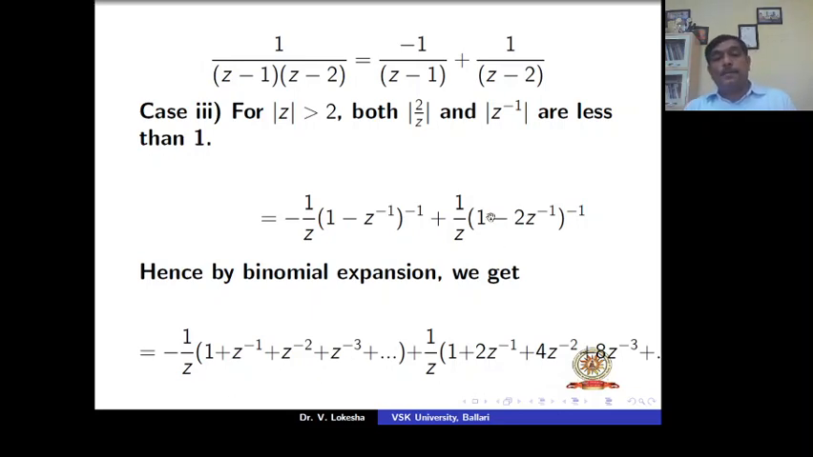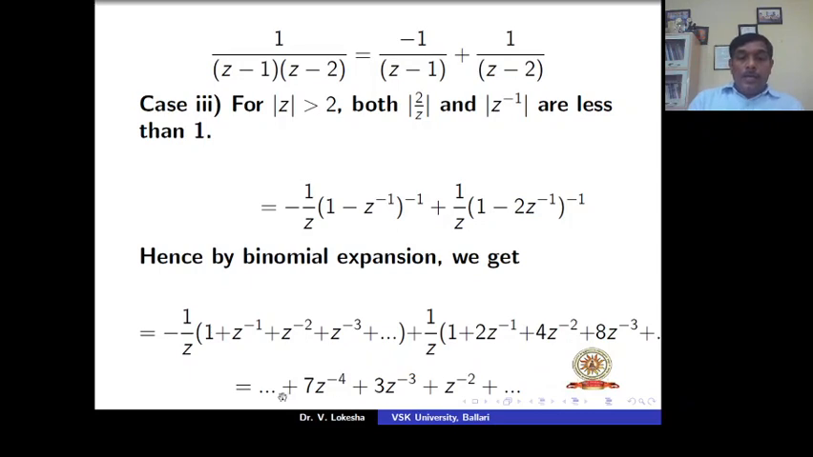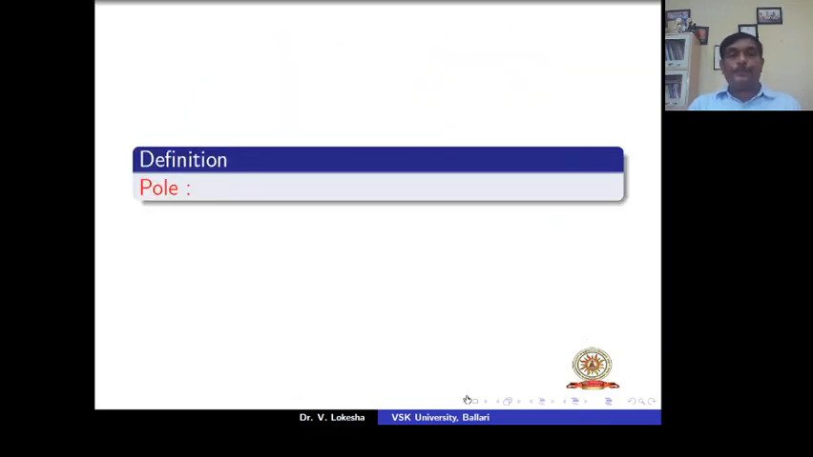Similarly here, in place of x, 2 by z is there, you can substitute: 1 plus 2 z to the power of minus 1 plus 4 z to the power of minus 2 plus etc. Then we can simplify these two, we get 7 z to the power of minus 4 plus 3 z to the power of minus 3 plus z to the power of minus 2 etc.